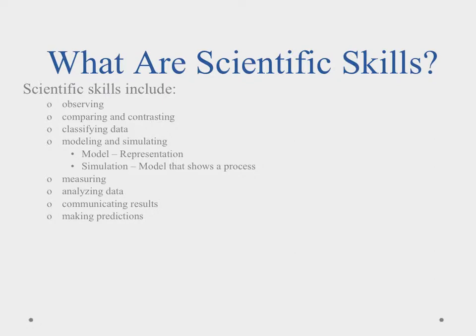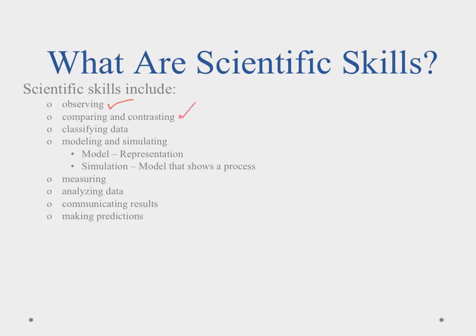So what are scientific skills? These are the skills that scientists use in order to do science according to the scientific method. First and foremost is observing. Remember, science is based on data, and data is basically our observations. So we have to be able to observe, and that's with all five senses.